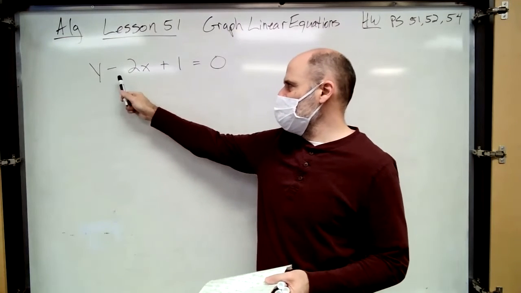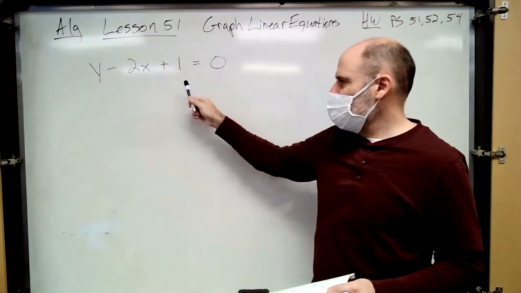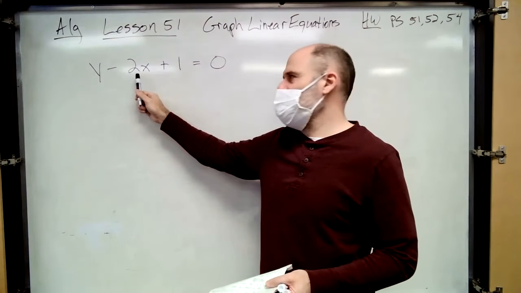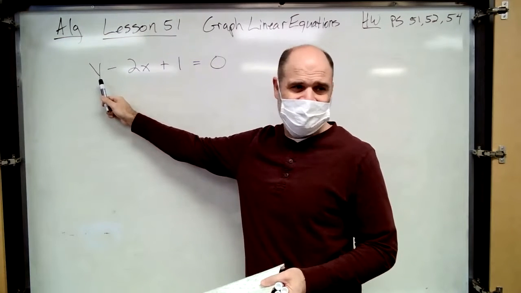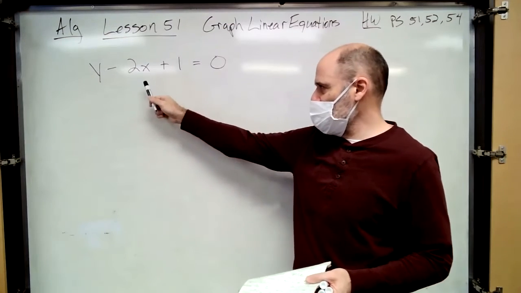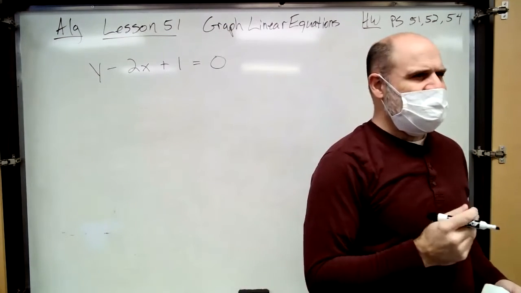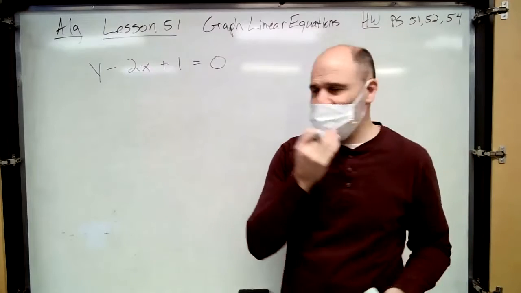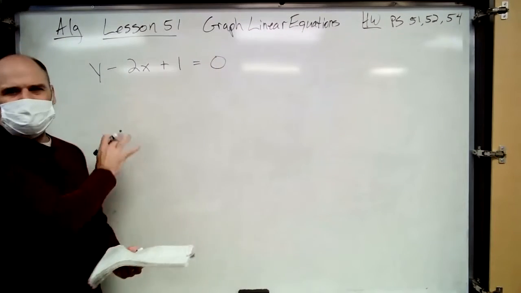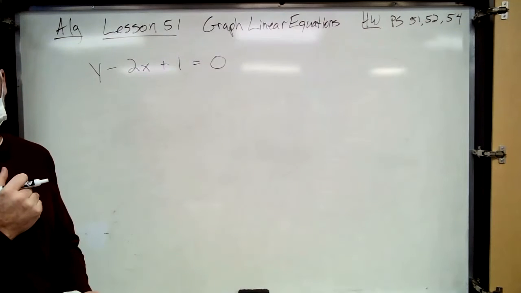Another solution could be if Y was 2 and X was 2. So it'd be 2 minus 4. No, Y would have to be, let's see, 3. If Y was 3 and X was 2, then it'd be 3 minus 4 plus 1 equals 0. That would work. So see how it's a little difficult to try to figure this out with both variables on both sides. But this is what would make it easier.